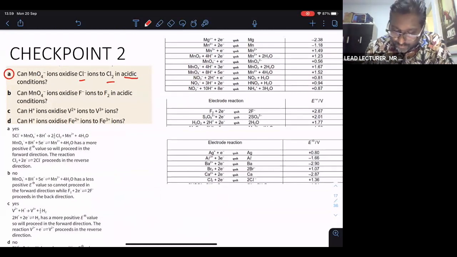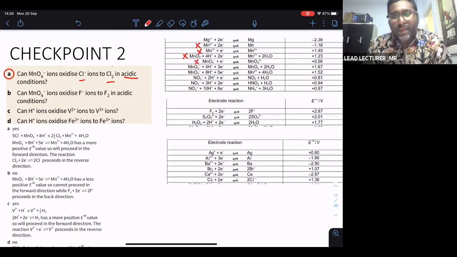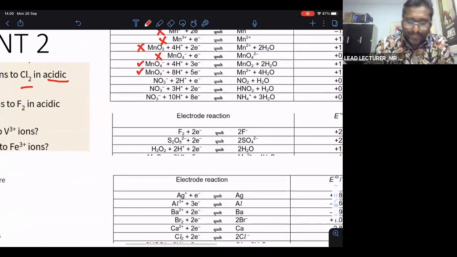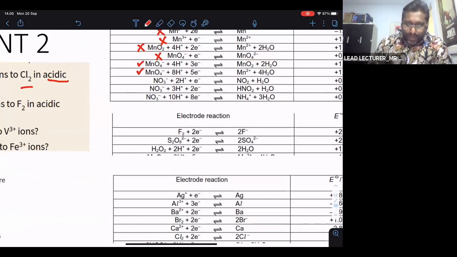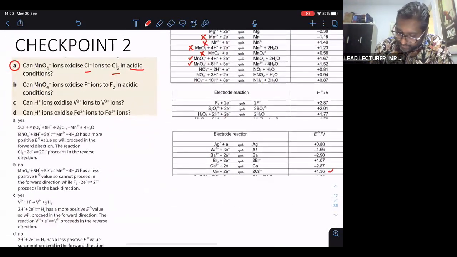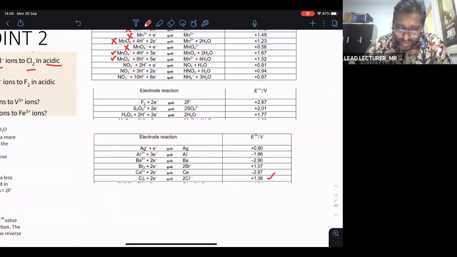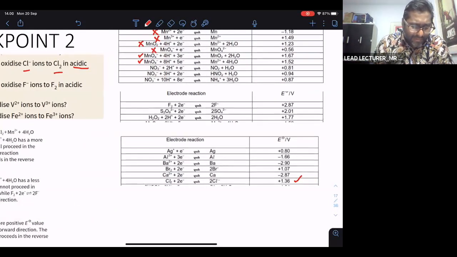If you look over here, the one that is in acidic condition is not this, not this, not this. But you can see here, under acidic condition, it can be this or this, these two, because there's H plus. Now I want to look at Cl2. This is the equation for Cl2. My question is, can this reaction oxidize Cl minus to Cl2?